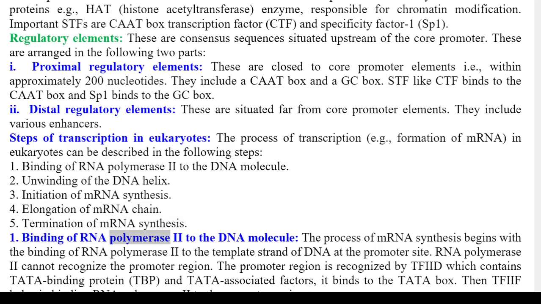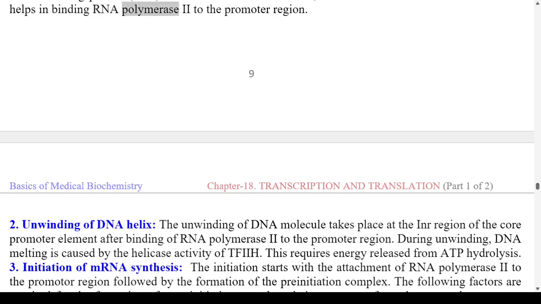1. Binding of RNA polymerase II to the DNA molecule. The process of mRNA synthesis begins with the binding of RNA polymerase II to the template strand of DNA at the promoter site. RNA polymerase II cannot recognize the promoter region. The promoter region is recognized by TFIID, which contains TATA binding protein, TBP, and TATA associated factors. It binds to the TATA box. Then TFIID helps in binding RNA polymerase II to the promoter region.